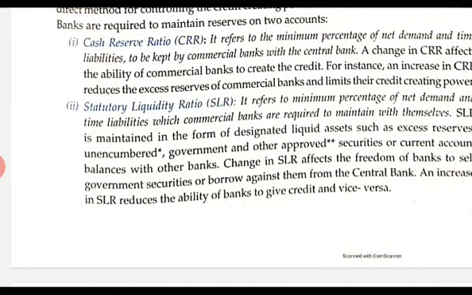So when SLR increases, the banks are required to keep more reserves with them, so it reduces the bank's ability to give credit. And when there is a decrease in money supply, there will be a decrease in the SLR, so that the commercial bank will keep less reserve, and they can lend more to the borrower. So in this way, using these legal reserve requirements, the central bank is controlling the credit.